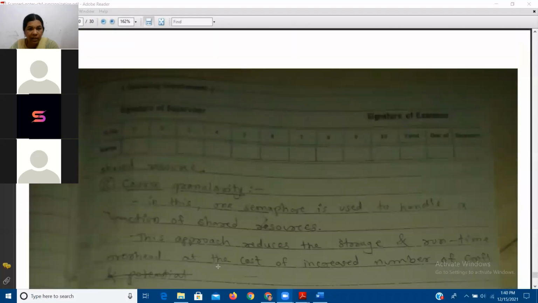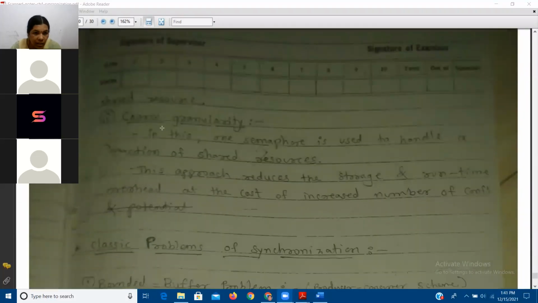Coarse granularity is given over here. In this, one semaphore is used to handle execution of shared resources. So this approach reduces the storage.